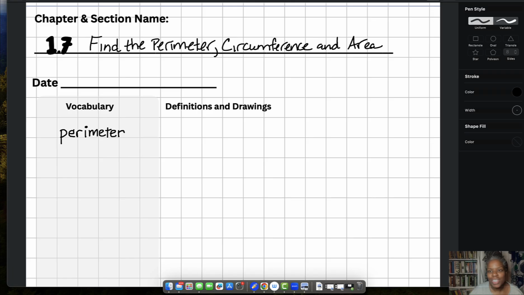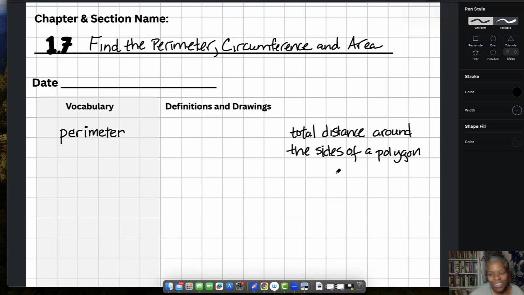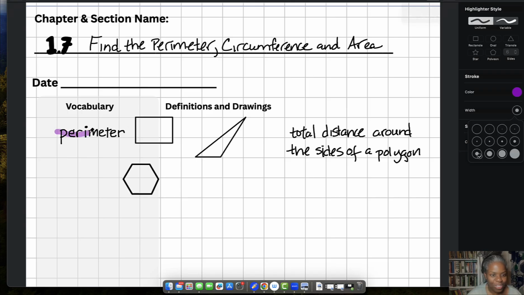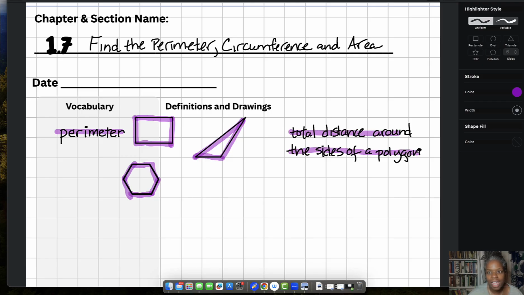Let's get started. So our first word is perimeter. The perimeter is the total distance around the sides of a polygon. For instance, if I were to find the measures of each side of this rectangle and add each of those up and get the sum, that would be the perimeter. The same thing for this triangle and also this hexagon. So again, the perimeter is the sum of all the sides or the total distance around the sides of a polygon.